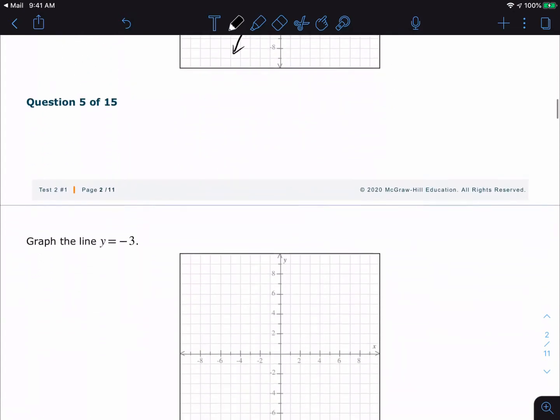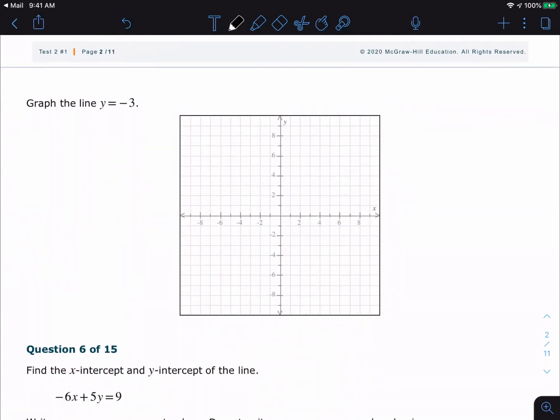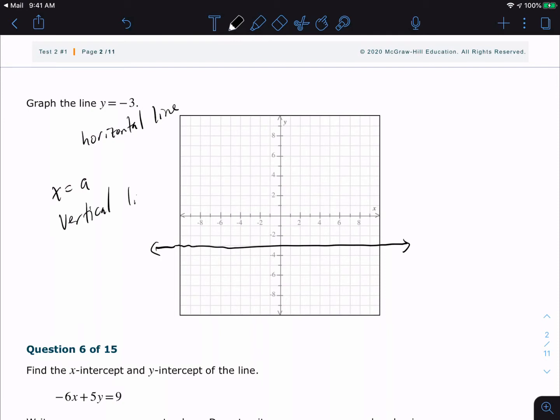Okay. Number 5. Graph the line y equals -3. Since it doesn't tell me what x is, it doesn't matter what x is. Y is always going to be -3. And so that's this line right here. So anytime you see y equals, that's going to be a horizontal line. If you see x equals some number, that's going to always be a vertical line. So that's going to be going straight up and down.